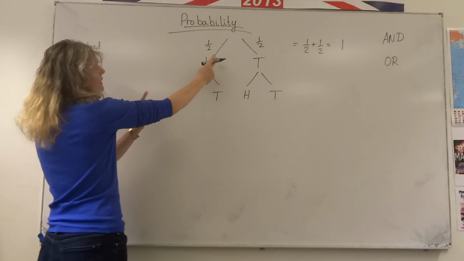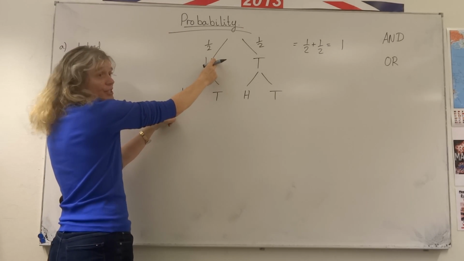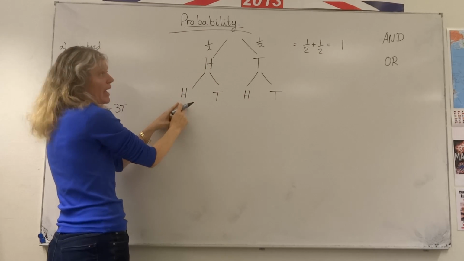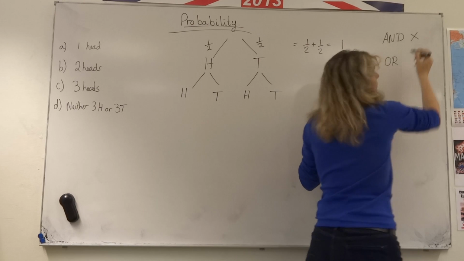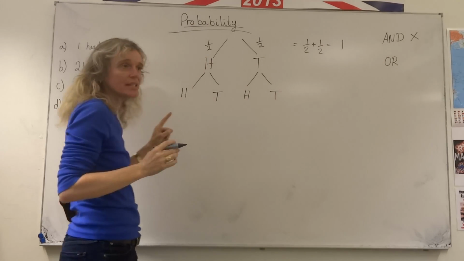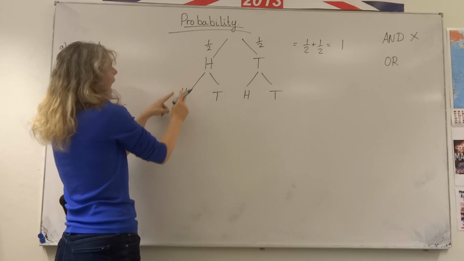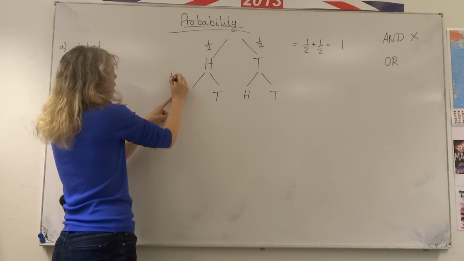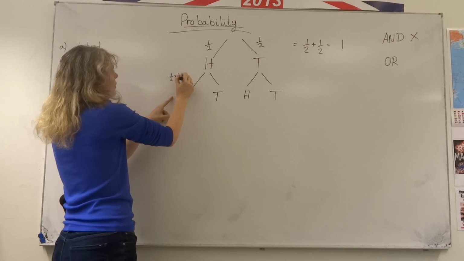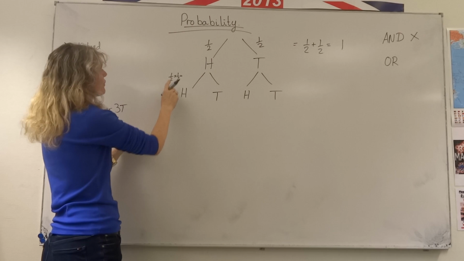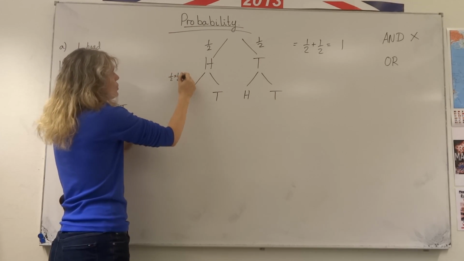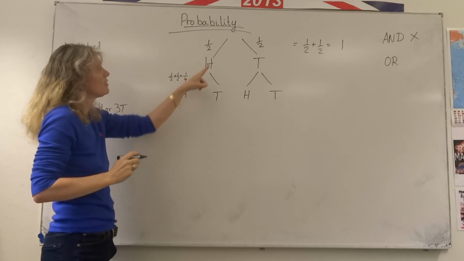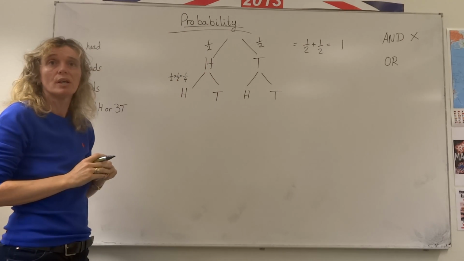What's the probability of me getting first a head, and another head? Whenever I use the word and, I multiply. So the chance of me getting first one head and another head is a half times a half. Remember your rules of multiplying fractions. 1 times 1 is 1, 2 times 2 is 4. So the chance of me getting 2 heads is 1/4.